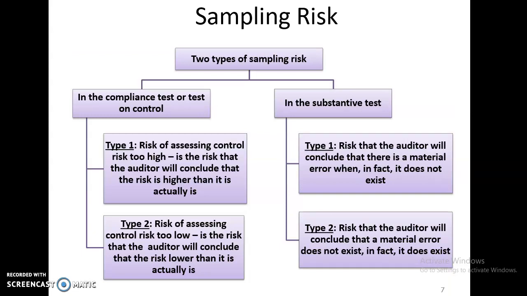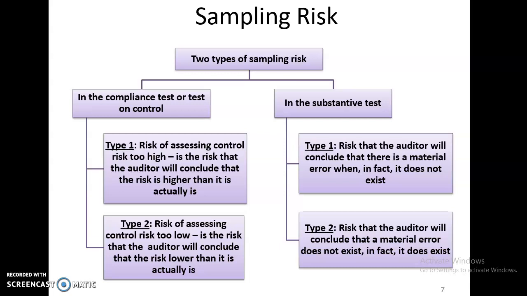Okay, sampling risk, there are two types. First, in relation to the test of control, the first type of risk is the risk of us assessing the control risk to be too high. That means we assess the control risk of our client's company to be higher than it actually is. Or it could be the second type, which is the other way around, where we conclude the control risk to be too low.